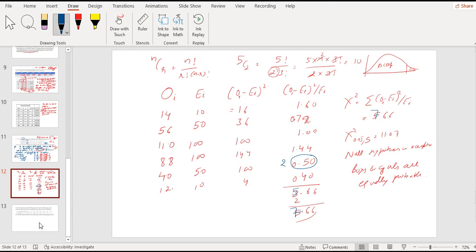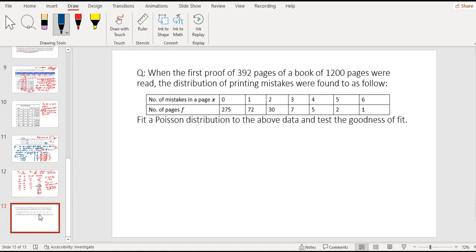now let us come to the next problem. So chi-square test is also used as a goodness of fit. Like in the last problem, we have used binomial distribution to calculate the expected frequency, right? So we can also say whether the binomial distribution is a good fit for that particular data or not, right? So in this particular case, we are given that the first proof of 392 pages of a book of 1200 pages were read, and the distribution of the printing mistakes were found to be as follows.